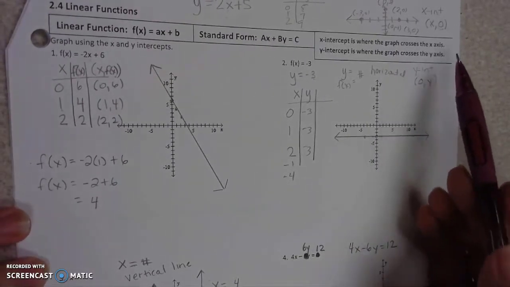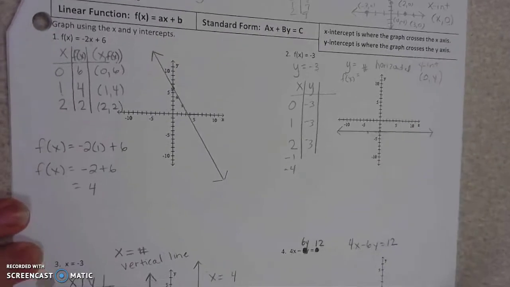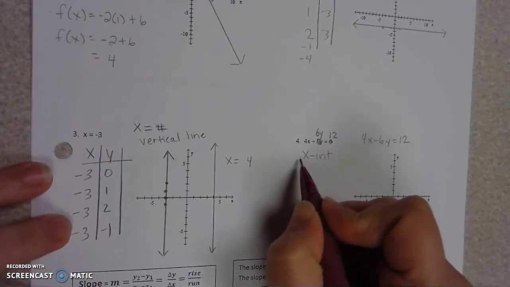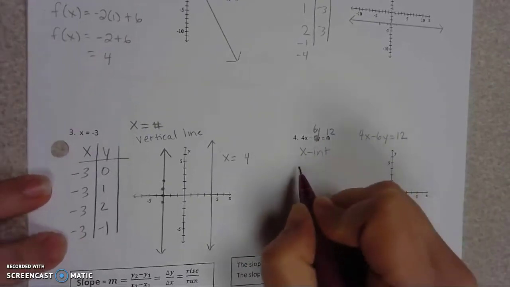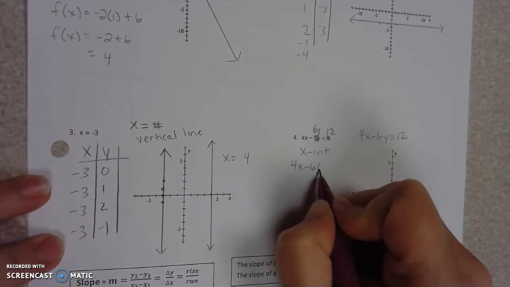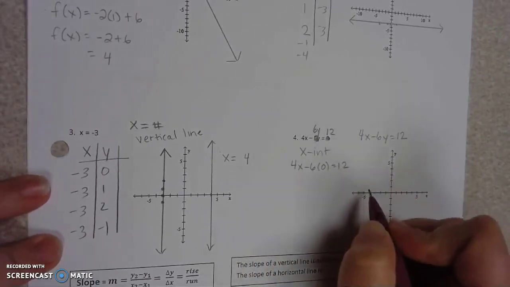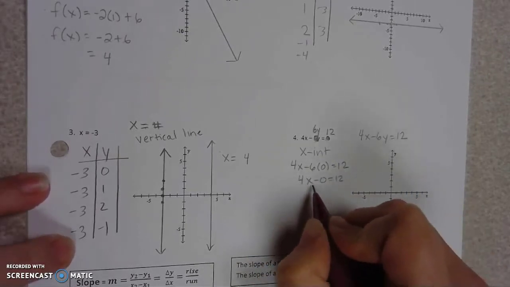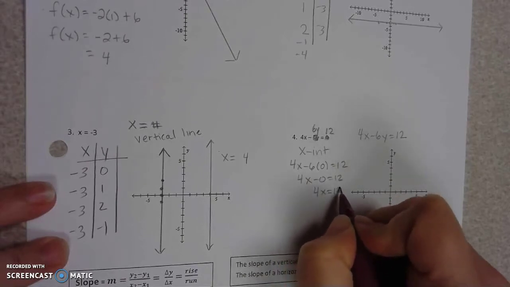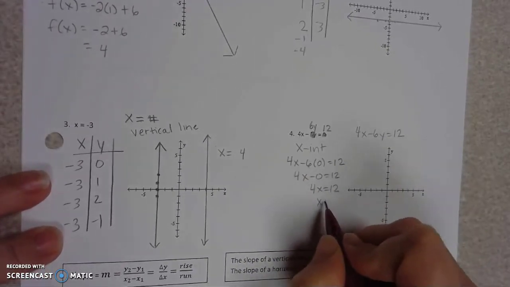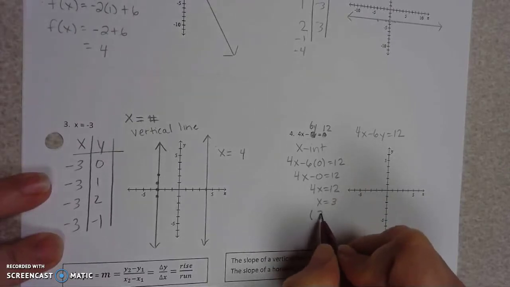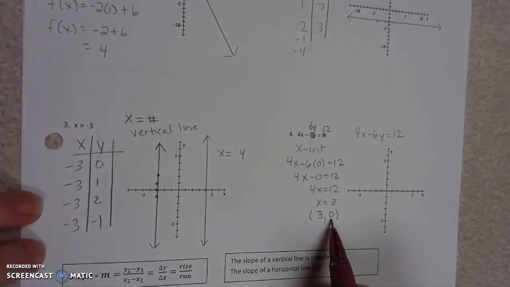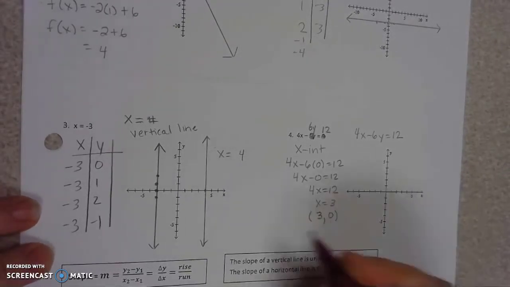Now to find the x-intercept, we know that y is 0. So for the x-intercept, this is where the graph is going to cross the x-axis. If I plug in 0, I'll have 4x minus 0 equals 12. Well then 4x minus nothing is just 4x, and that will tell me that x is 3. So the x-intercept is going to be at the point 3, 0. Remember, we filled in 0 for y.